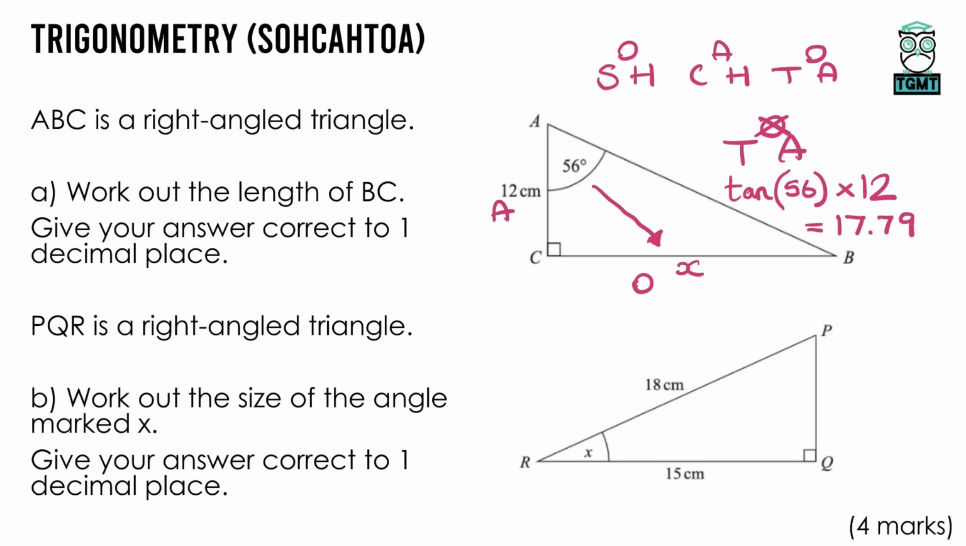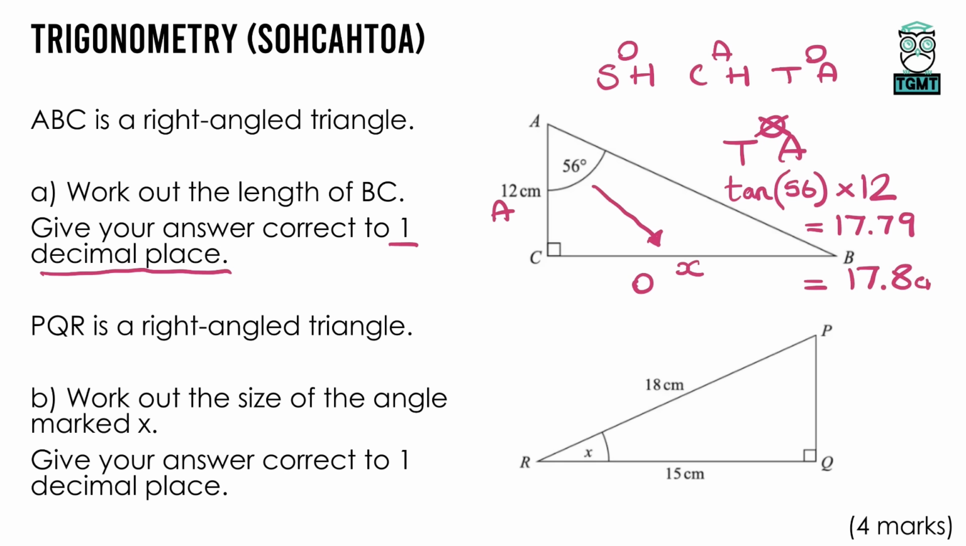17.79. Now there are more decimals, but it does say here to give your answer to 1 decimal place. So I'm going to round the answer from there, which is 17 point. After the 7 is a 9, so the 7 rounds up to an 8. So we have 17.8 centimetres as our final answer.